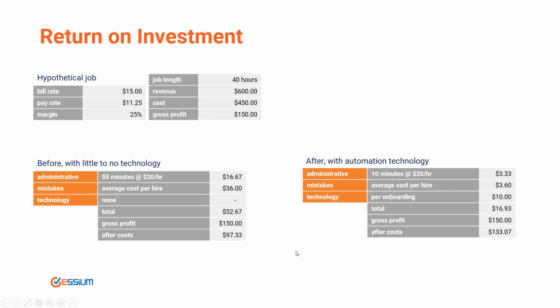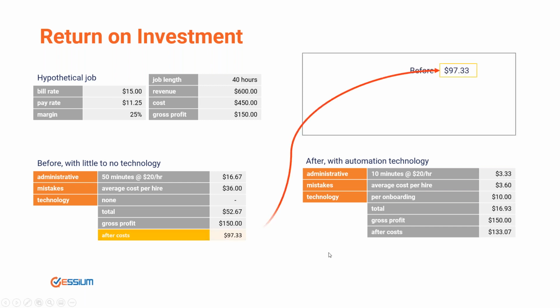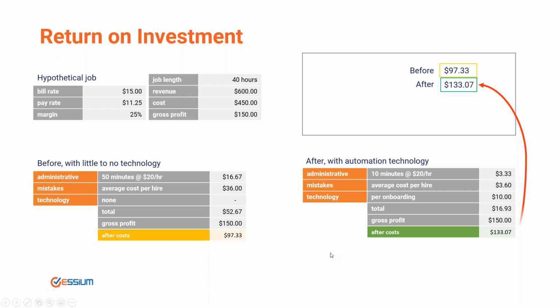Now we'll take these two numbers, plug them into our before and afters, and do some math with those. We subtract them, and we end up with $35 in savings. So on a $10 technology investment, you are now getting a return of 360%.